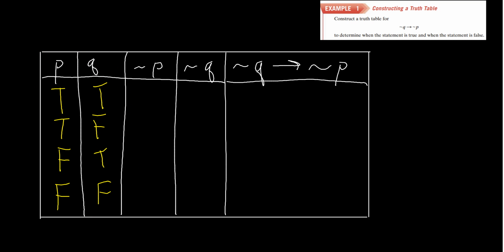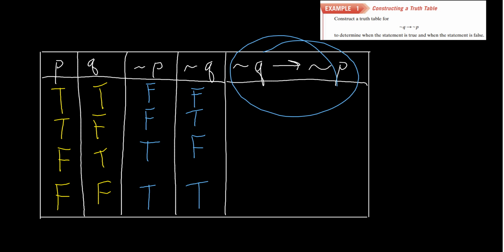Now we're going to do the not P. Not P is just the opposite of P, so it's false, false, true, true. And then not Q, the opposite of Q, is going to be false, true, false, true. I guess I could have written the not Q part first, because that's the antecedent in our actual statement. So let's go ahead and look at our statement now.